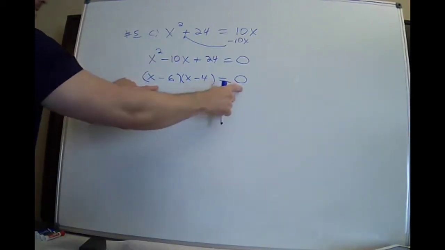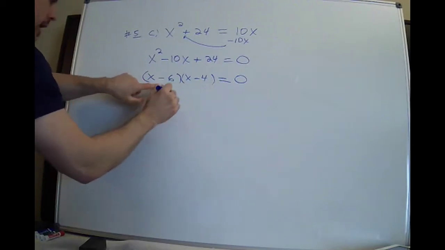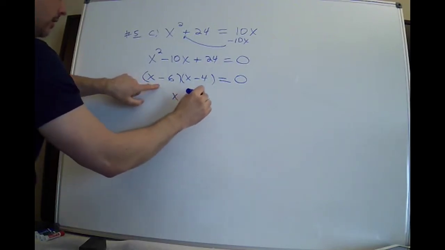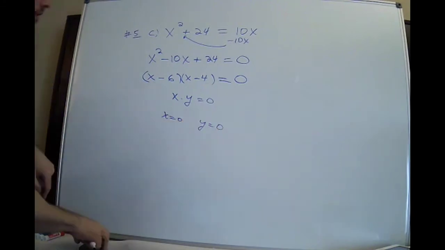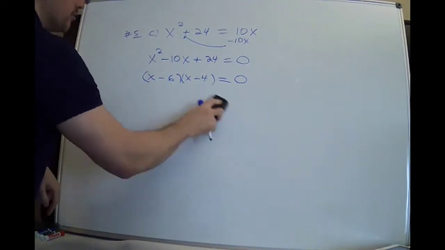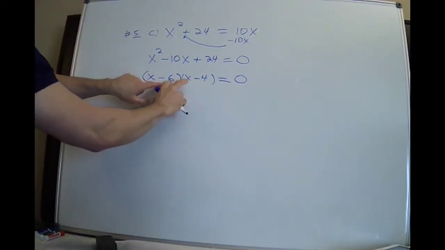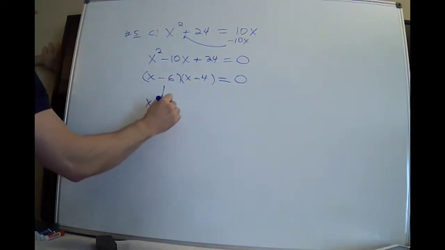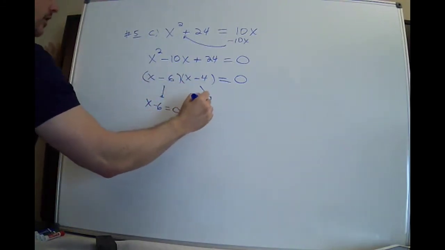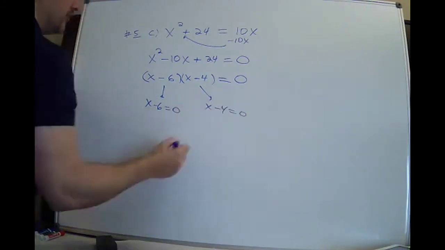Now, why did I set this equal to 0? If the product of two things is 0, then one of them must be 0. This was in that factoring lesson. So that's the reason that I have it equal to 0. So now if I multiply these two dudes and make 0, one of them must have been 0. So either the first guy is 0 or the second guy is 0.